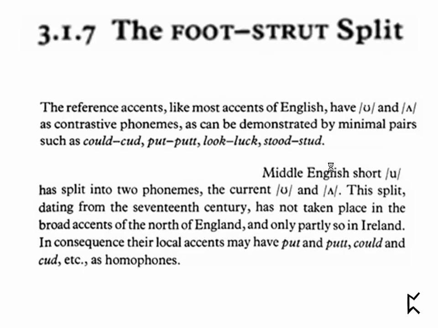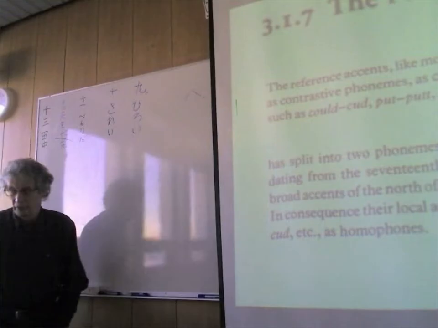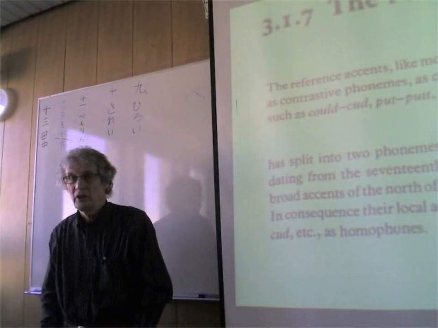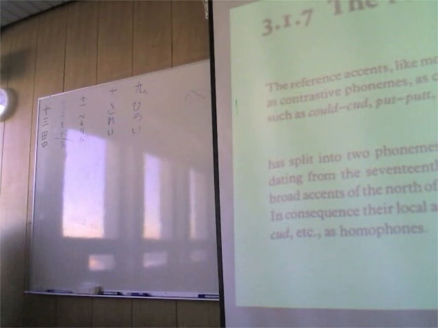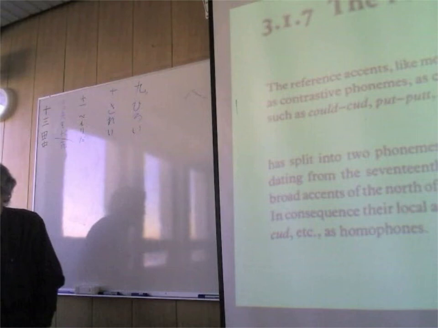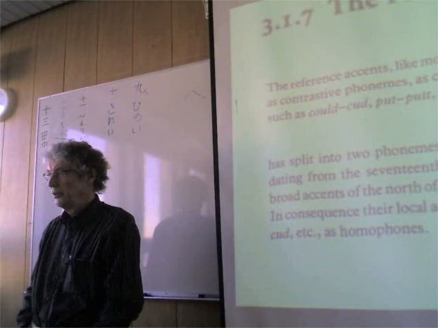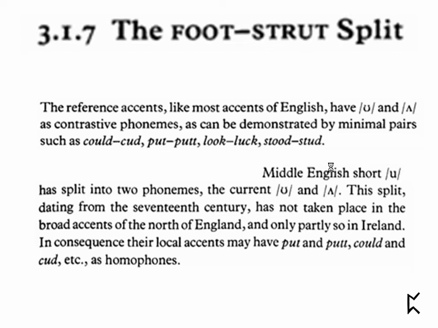The foot-strut split, I think, is perhaps the most important. When you're listening to British dialects, after roticity, after whether the person says r or not in non-prevocalic positions, then the question of whether they have a foot-strut split is important. So what you do is you look through the text and find strut words, underlining all the strut words, ones that have strut in RP and Southern dialects, and see whether they have strut or foot in the text that you're listening to.